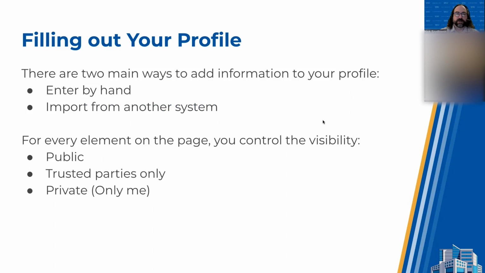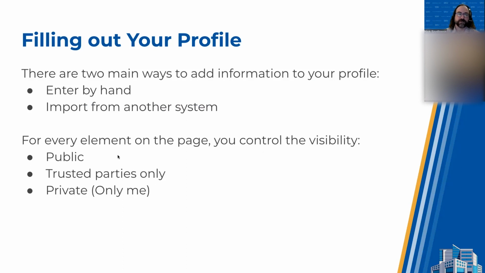When you go to fill out your profile, there are 2 ways to add information. Like on any website, you can enter information by hand. But one of the real benefits of ORCID is that it has a lot of features, especially around publications and other works, to import data from another system. We're going to look specifically at how to do that and what choices you might want to make as you do that. For every element on the page, including works, biography, education, and employment, you control the visibility, and you control it at the item level.